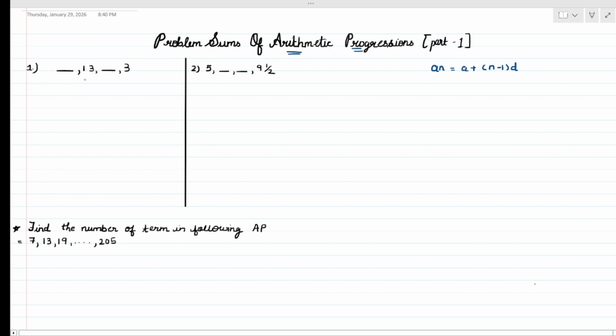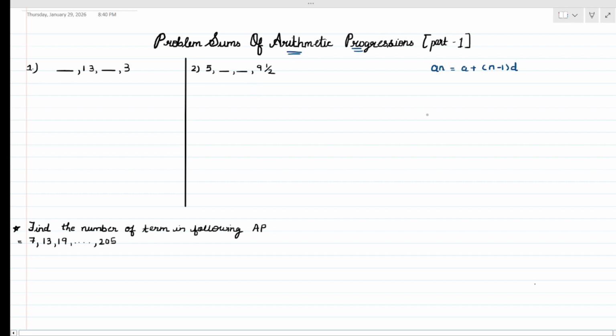A means your first term. N means the number of the term on which this 3 comes. So if we take the example of 1, 2, 3 and 4, my n becomes 4 in this case. D means the difference between the first term and the second term, that means a2 minus a1 gives me d. In this video, we are going to study only an. The sum of an we will do in the next video.